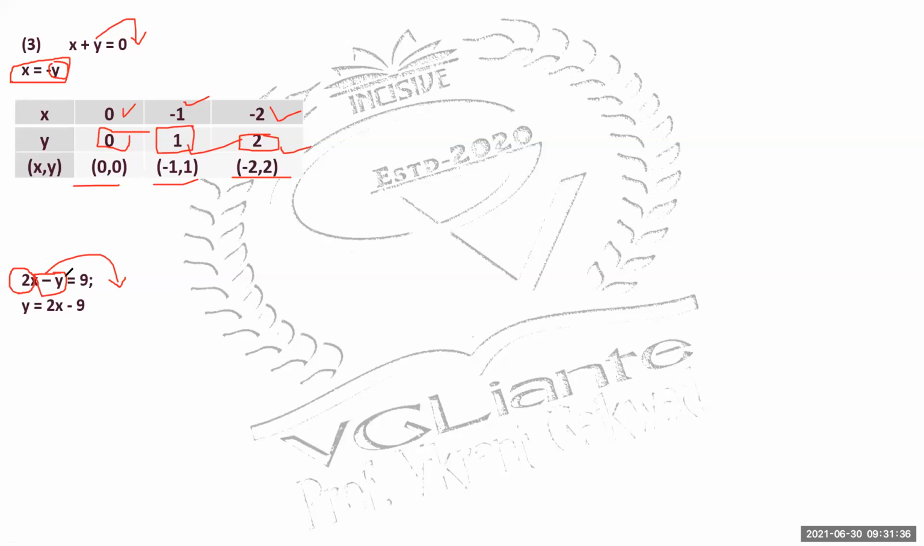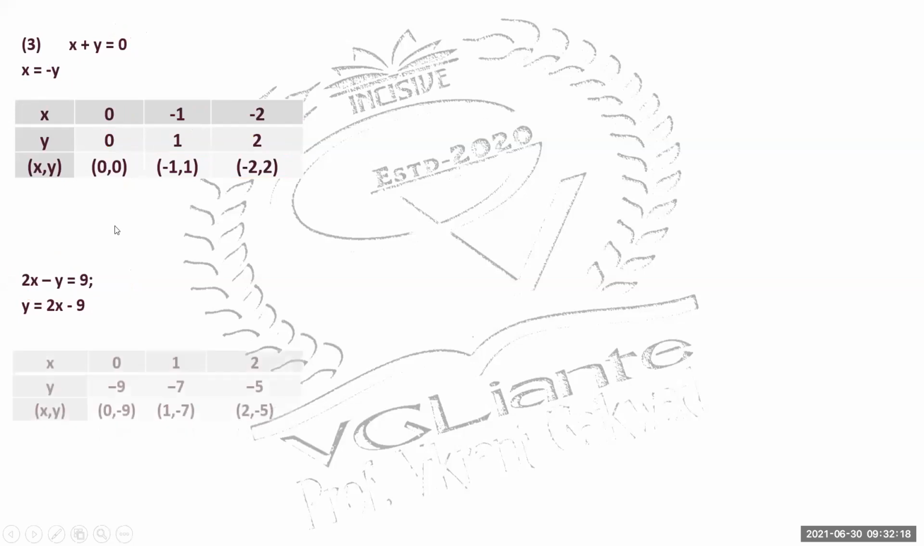Here your x has coefficient 2, so if you change y to the other side, the whole equation you have to divide by 2. In order to simplify, if we take minus y to the other side, it becomes positive, and we change the position of 9. So y equals 2x minus 9. This is clear? Hope there are no difficulties in this.